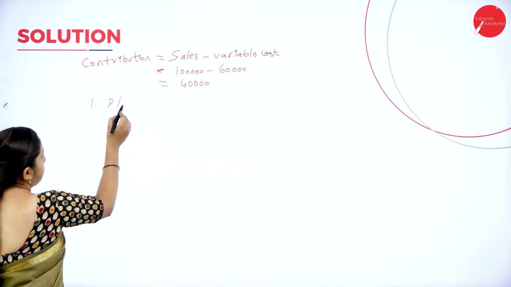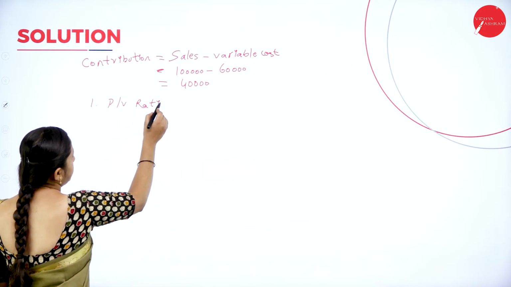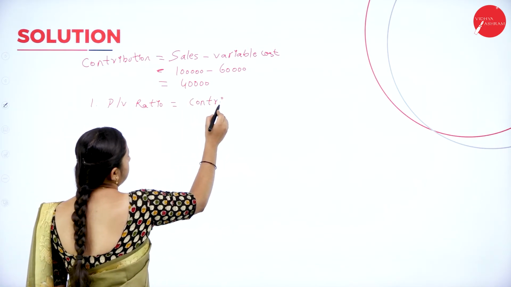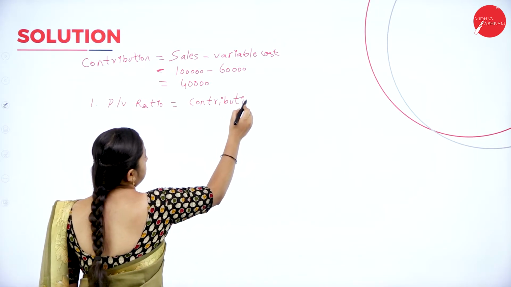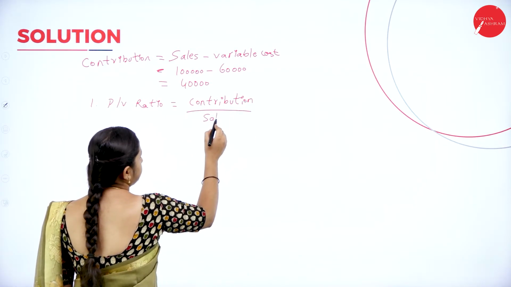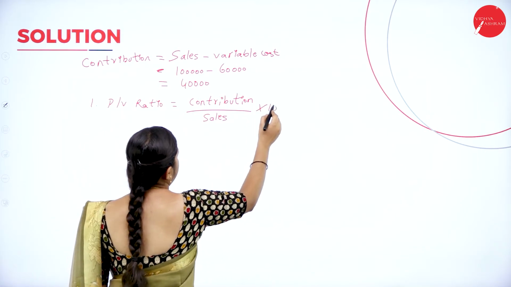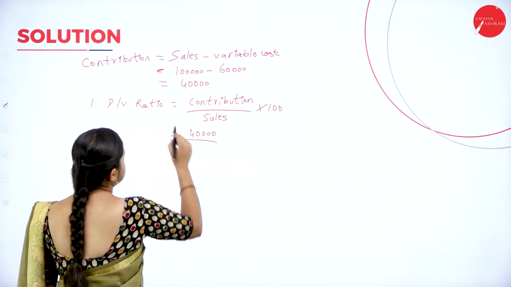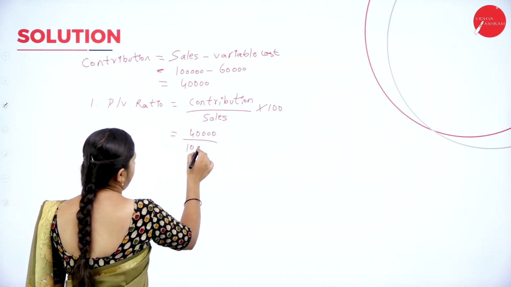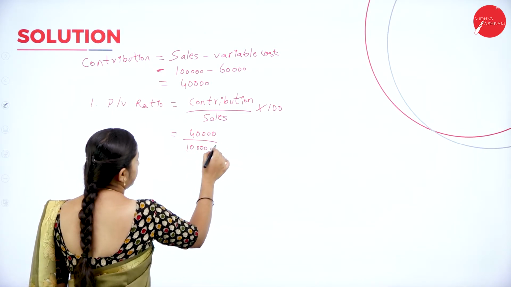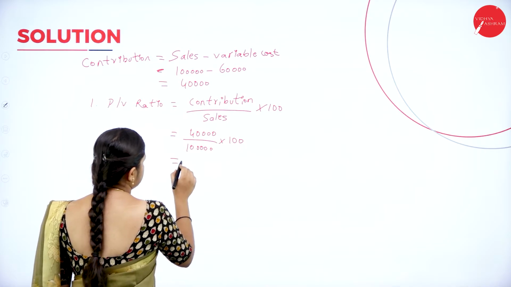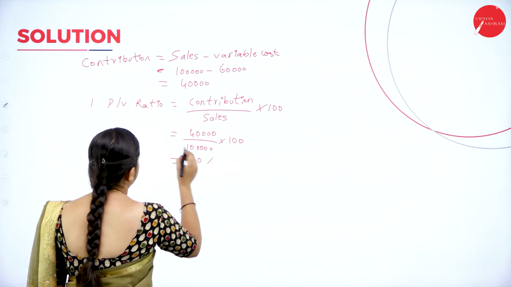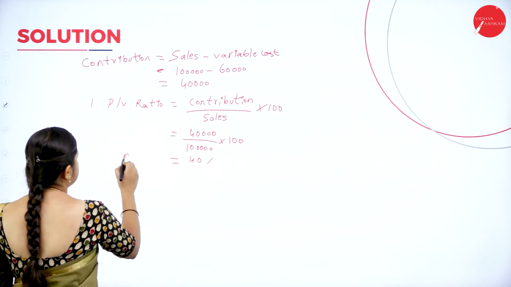First one, PV ratio. PV ratio is equal to contribution divided by sales into 100. Here contribution is 40,000. Sales 1 lakh into 100. So 40,000 divided by 1 lakh into 100. PV ratio is 40%.